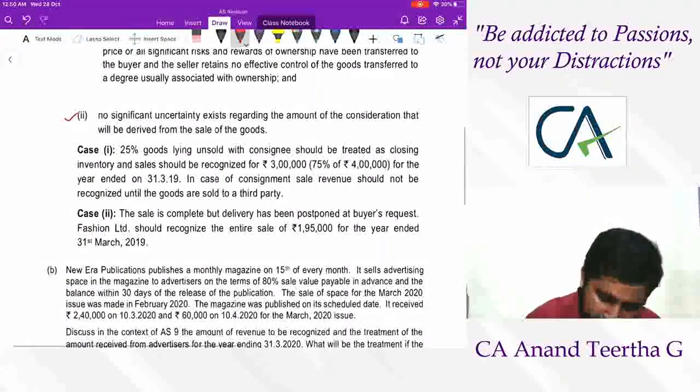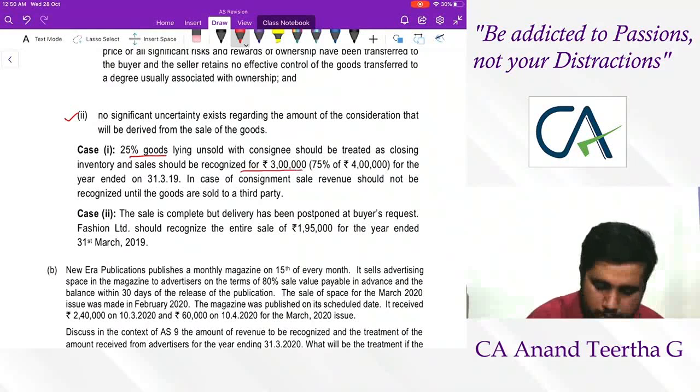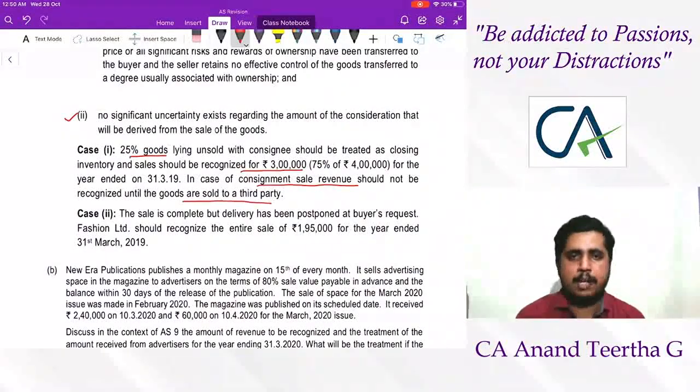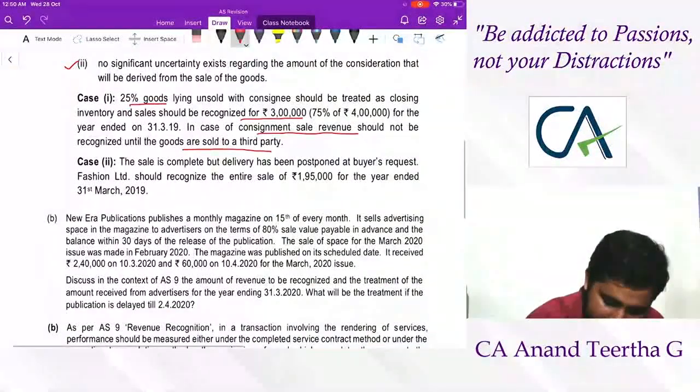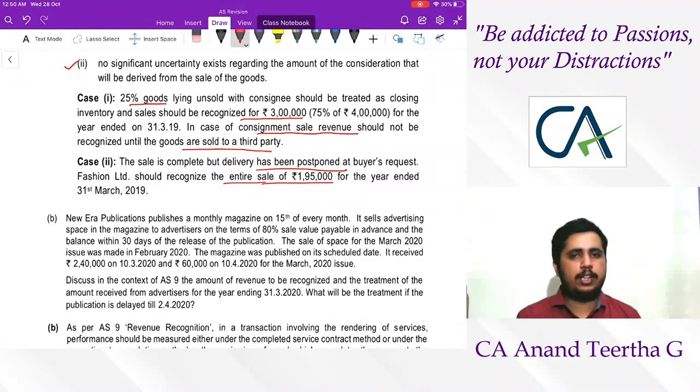Later, if you could see, 25% is lying, so therefore recognize revenue to the extent of 75%, and consignment sale revenue should not be recognized till they are sold to a third party. So that is the answer for the first one. Second one, sale is complete but delivery has been postponed, so therefore recognize entire sale of 1,95,000. So that's how the answer has to come out.